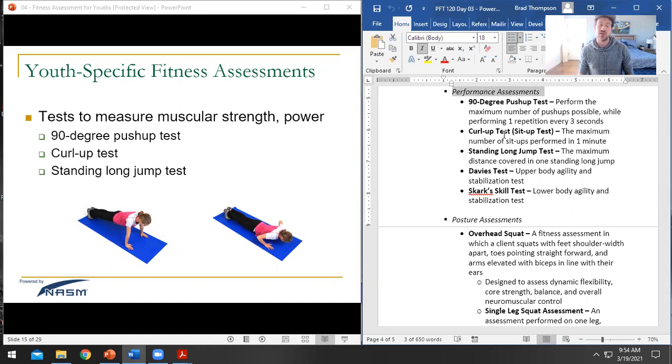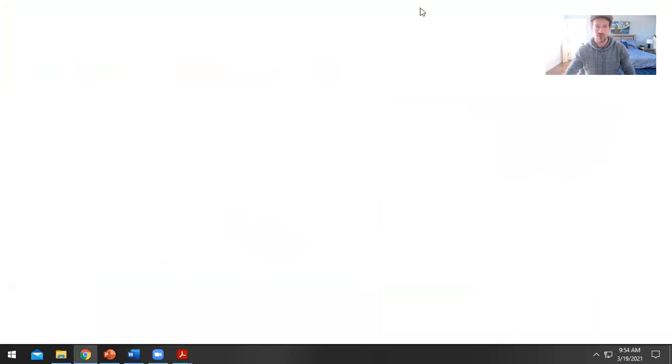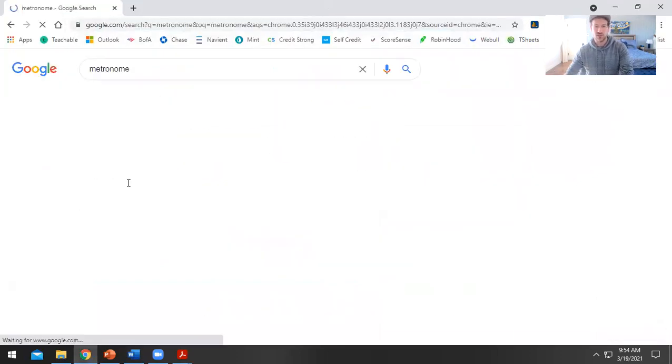Now with youths, we typically don't do the heavy one rep max testing unless it's a late stage adolescent. But we have three really fun versions of this that we're going to do instead. One is the 90 degree pushup test. That is the maximal number of pushups you can do when you go every 3 seconds. So it's 1,000, 2,000, 3,000. That's one rep. So down, down, down. You want to set a timer. You can use a metronome app if you wanted to do this.